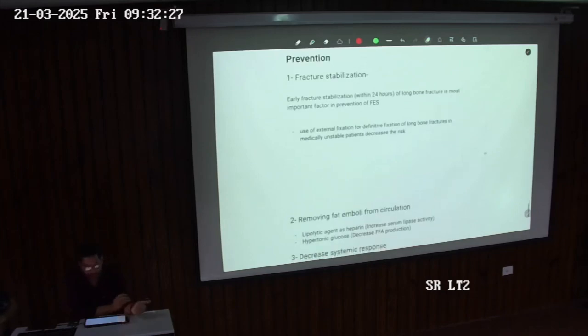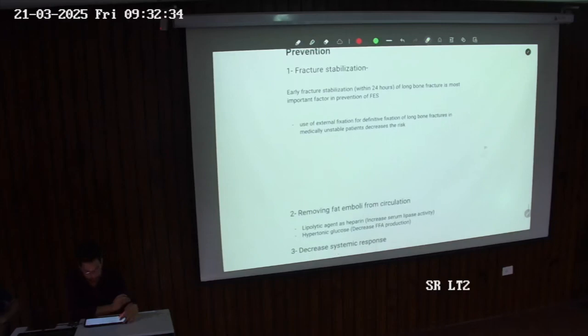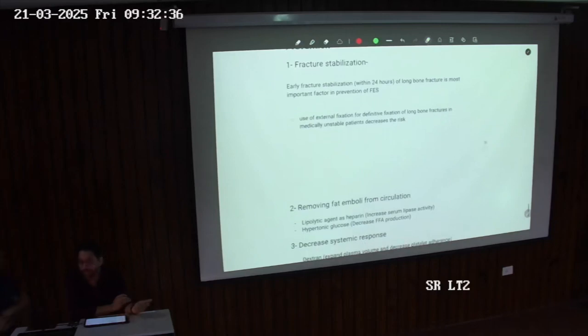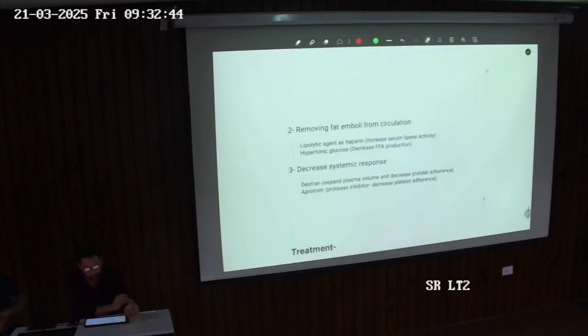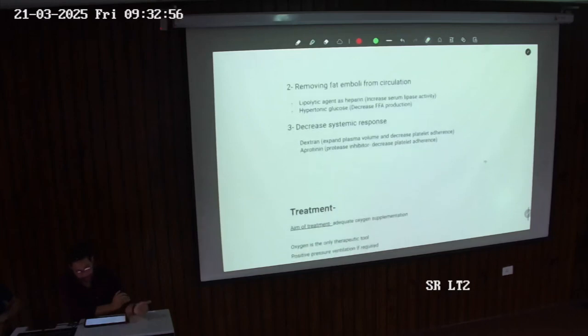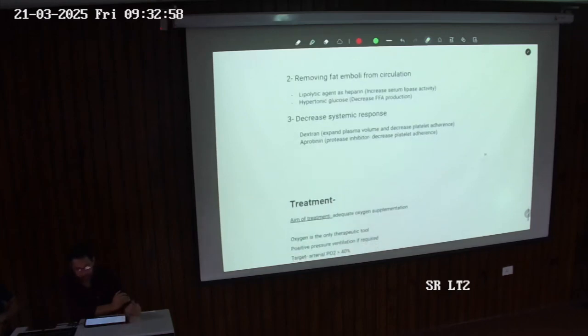We prevent it by fracture stabilization. How do we perform fracture stabilization? What is the splint? Thomas splint. Either by Thomas splint or, if the patient is going to be operated within 24 hours, we perform an external fixator. We remove the fat emboli from the circulation by starting a lipolytic agent, that is heparin or hypotonic glucose. We also decrease the systemic response with dextran and aprotinin.